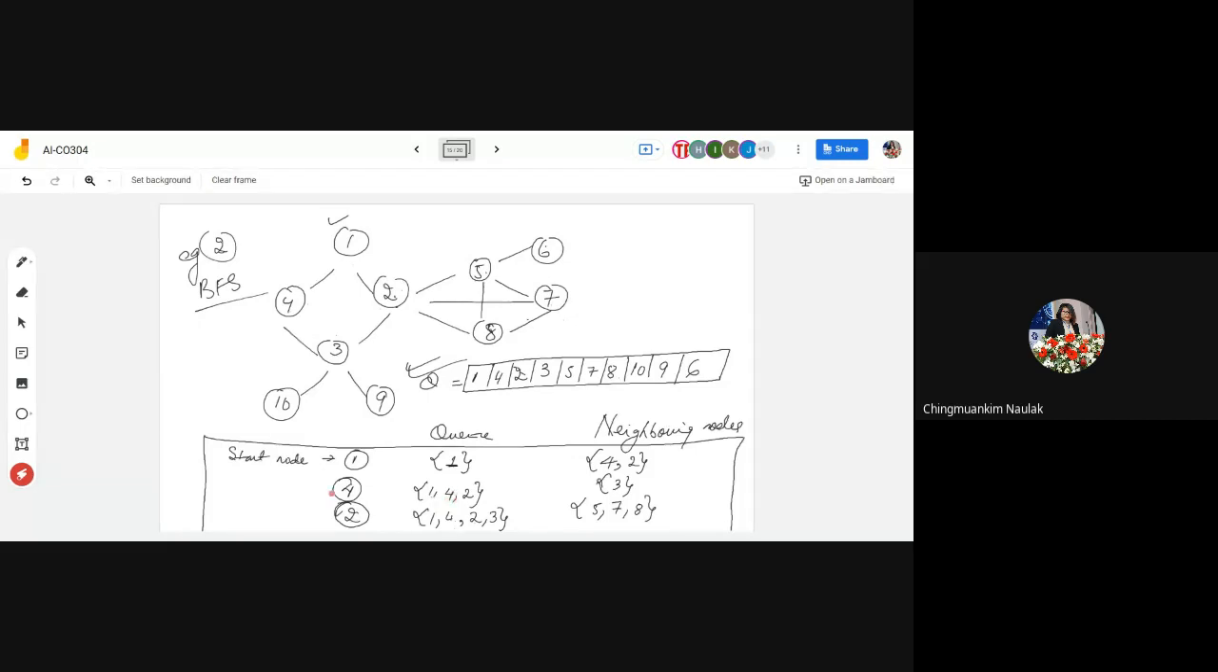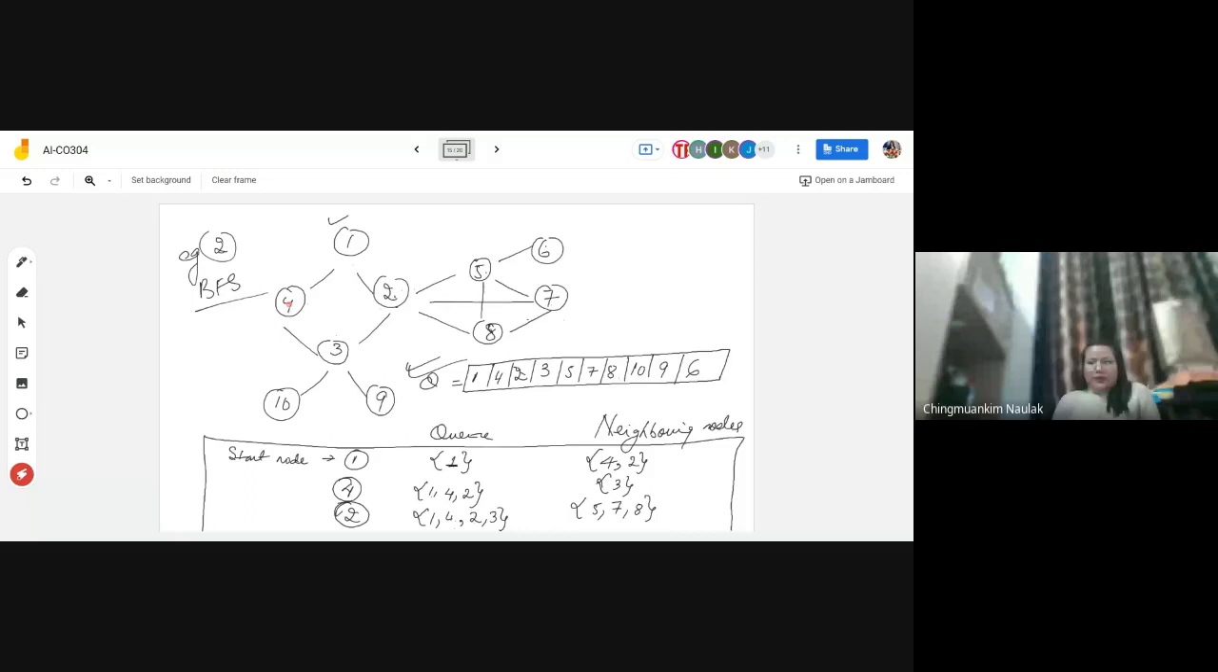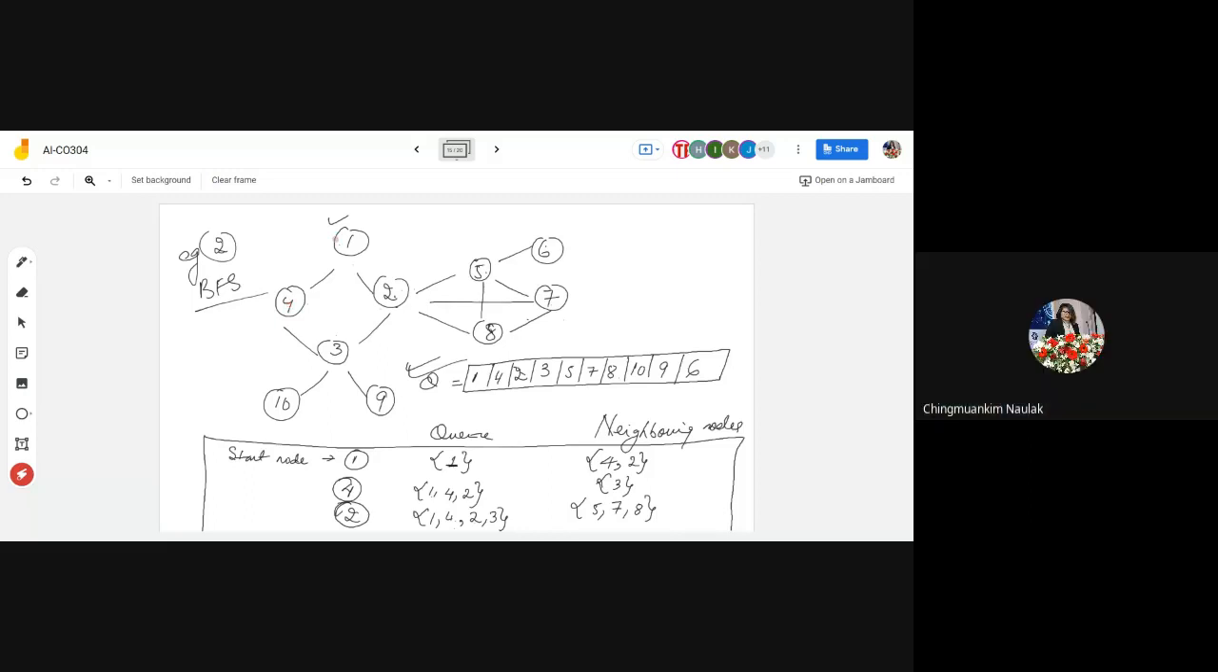The one you are going to explore, just write it at the left side. So 4. If you look at 4 in the graph, what are its adjacent nodes? It is having 3, right? 1 you don't have to consider because it's already visited, so you'll ignore that and explore 3. So the neighboring node of 4 is only 3. So you'll write down neighboring node is 3.